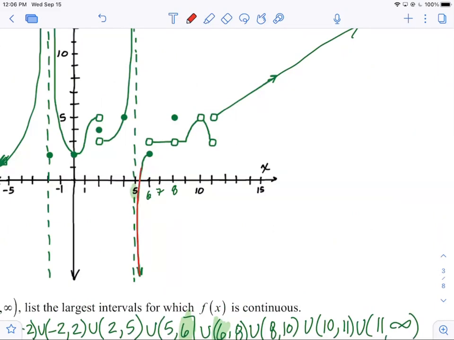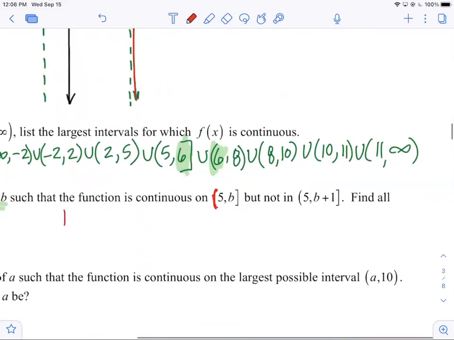And if I keep cruising all the way up until 6, I would be able to include 6 as a right endpoint. So I know that when b is equal to 6, I think it might work. Let's check. Is this continuous from 5 to 6? Yes, right? So that's the first part. I need that to be true. But then I need it to fail on the next interval.